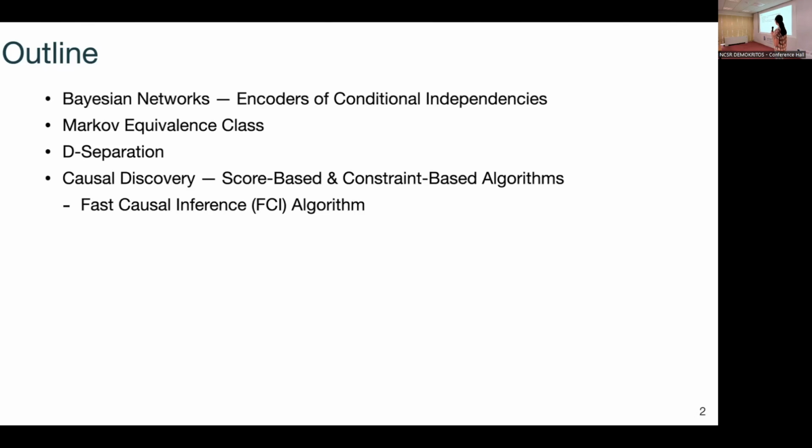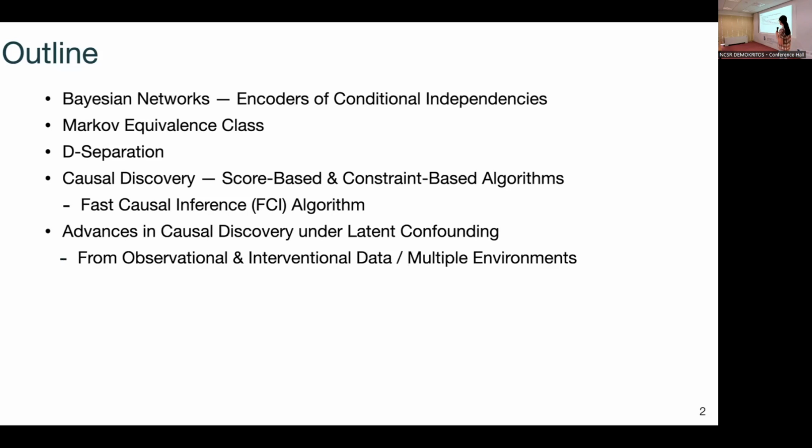Then I will discuss the two different types of causal discovery algorithms, first score-based and then constraint-based. Then I will give you more details about one of the algorithms, the most prominent algorithm when you don't have many assumptions, which is the fast causal inference algorithm. So who has heard about this algorithm before? Okay, that's good.